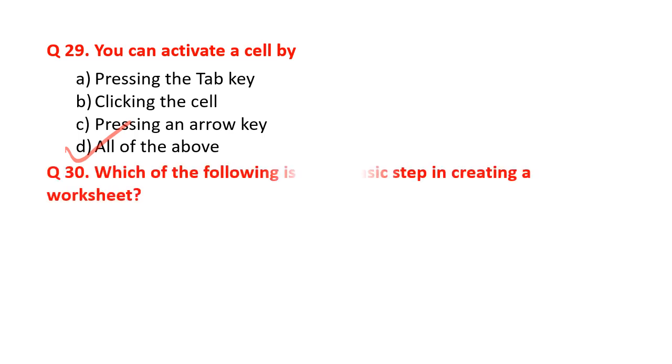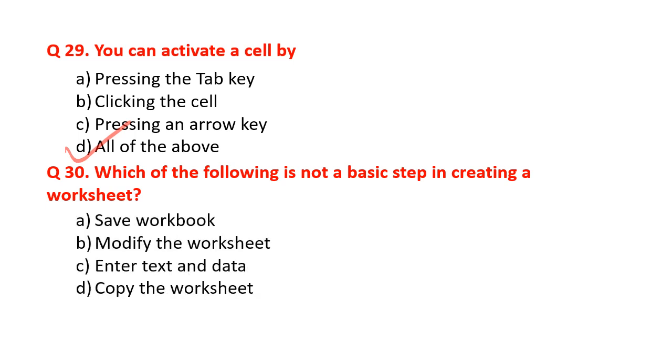Next question. Which of the following is not a basic step in creating a worksheet? Here are the options. Option A save workbook. Option B modify the worksheet. Option C enter text and data. Option D copy the worksheet. So saving the workbook is a basic step. Modify the worksheet is also a basic step. Entering the text and data is also a basic step. So copy of the worksheet is not a basic step. So the right answer is option D.